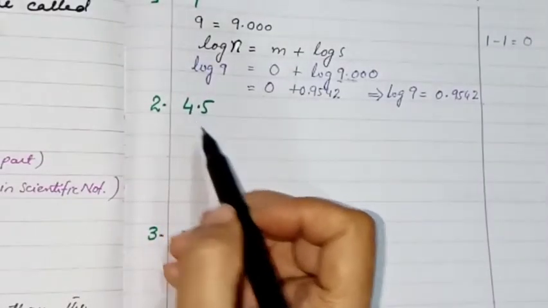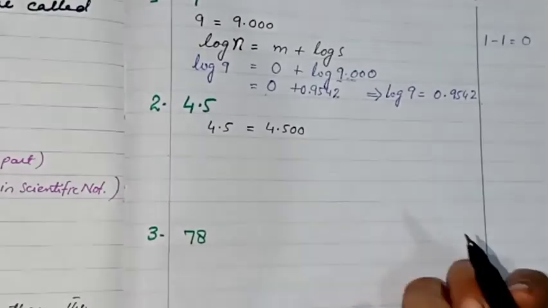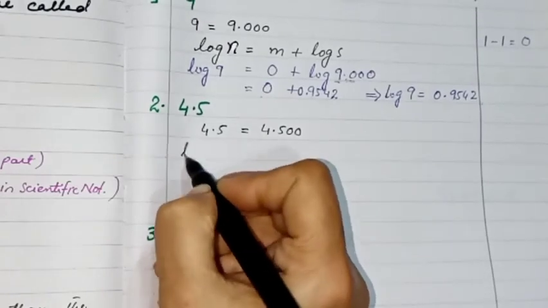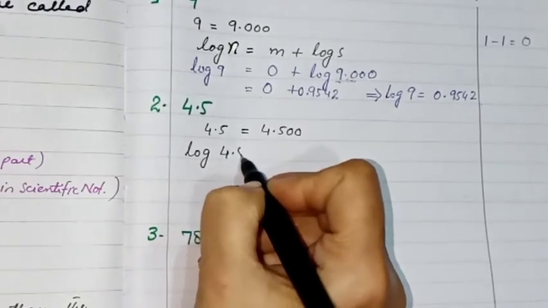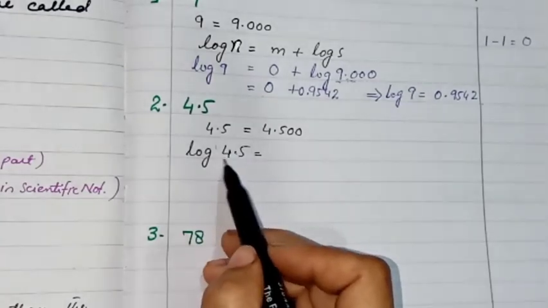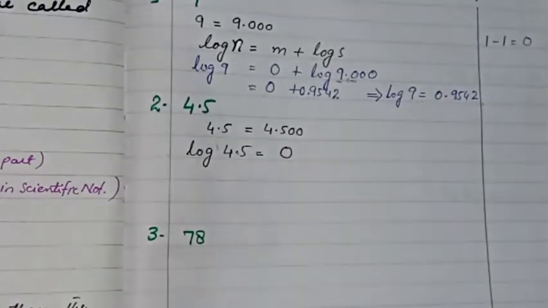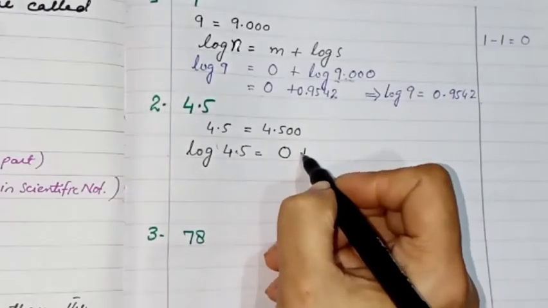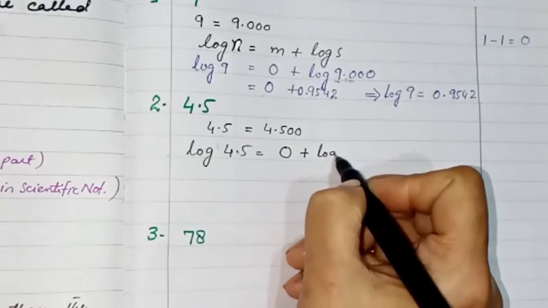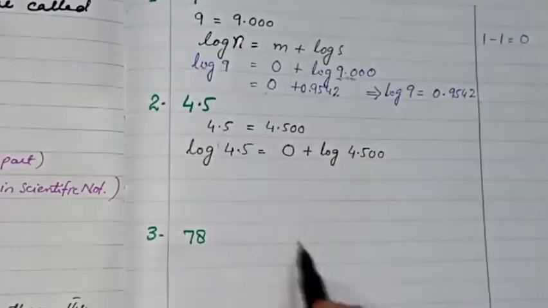This one, 4.5, we have to write again like this, putting zeros according to our need. Okay, it will not affect the answer. So for writing log of 4.5, it will be equal to characteristic plus mantissa. We have only one digit preceding the decimal, so 1 minus 1 will be 0. The characteristic will be 0 here, and for the log we have to write log of 4.5, that is 4.500 in the table.